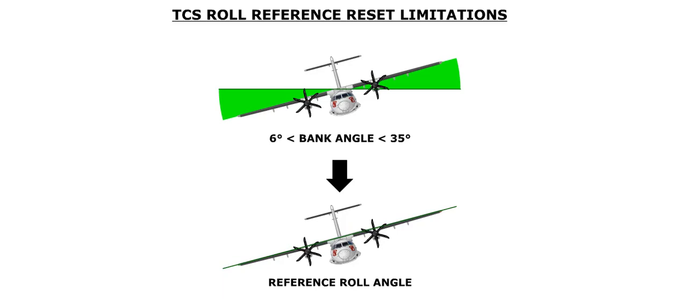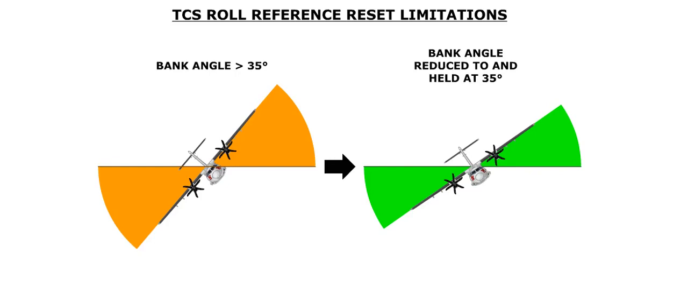If the aircraft's roll angle at the time the TCS push button is released is less than 6 degrees, the autopilot will automatically return to wings level. If the aircraft's roll angle is between 6 and 35 degrees at the time the TCS push button is released, the autopilot will use the new roll angle as the reference. If the aircraft's roll angle is above 35 degrees at the time the TCS push button is released, the autopilot will automatically roll the aircraft back to 35 degrees and maintain that roll angle.